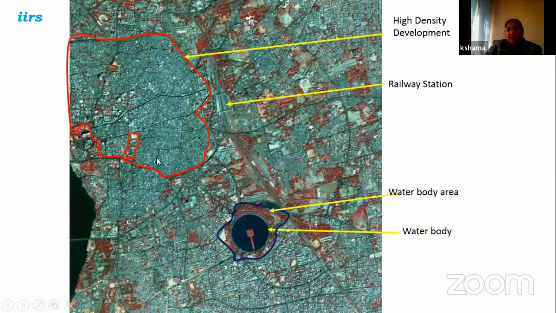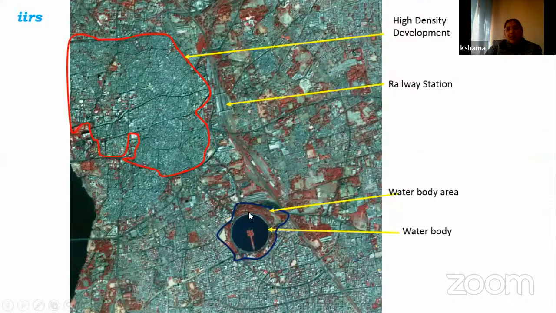There is a texture difference between this and this area, like this and this area. And here you can see this is a railway line and a large turning radius can be seen, and a water body. And the water body is a very interesting part of the remote sensing image.